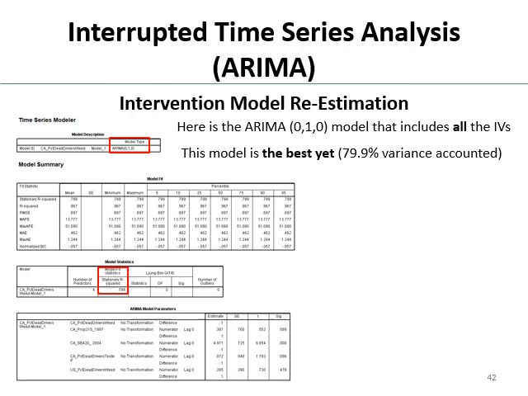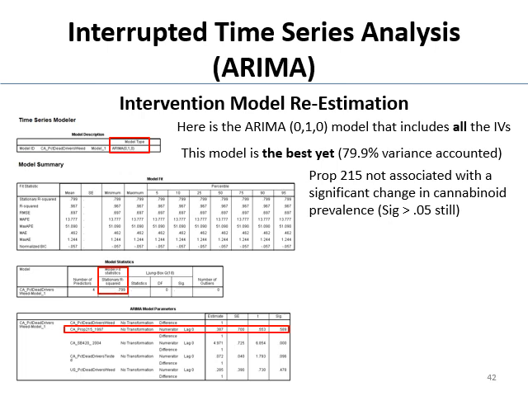There's Prop 215, the initial medical marijuana law in California. Note this is not statistically significant. So that 0.589 is not less than 0.05. That tells us that the passing of Prop 215 in 1997 was not associated with a significant change in the proportion of drivers who had cannabinoids in their blood. Okay, so that's basically zero is what it's saying, because that is not less than 0.05.